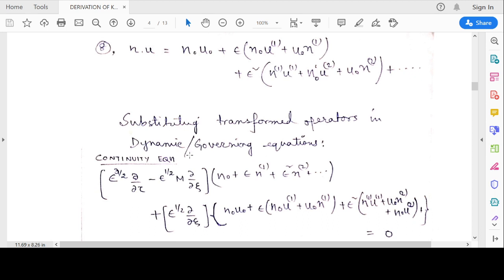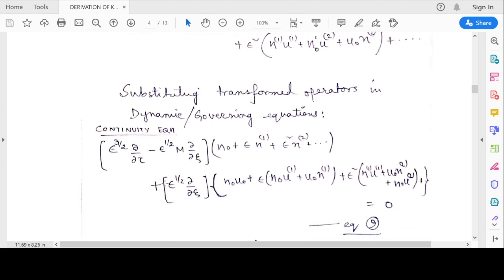These were not the first order perturbations. Now substituting the transformed operators. What are the operators? The space and time derivative operators, which we have got into our new stretched coordinates, that is del del xi, del del tau. And substituting the transformed operators in the governing equations, the continuity equation takes the form. You see, it was ddt initially, so it just got transformed with this tau and xi variable, and this was ddx, which is only dependent on the new variable xi. Now we have just written it in the expanded form.